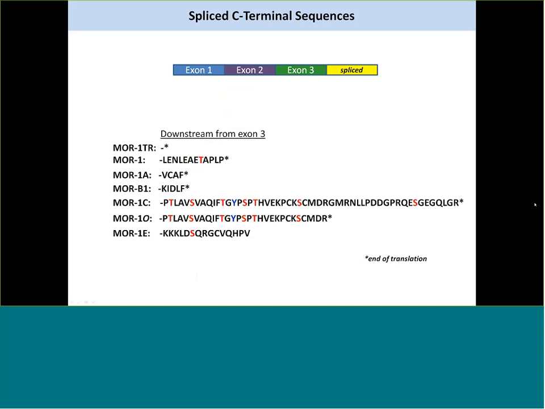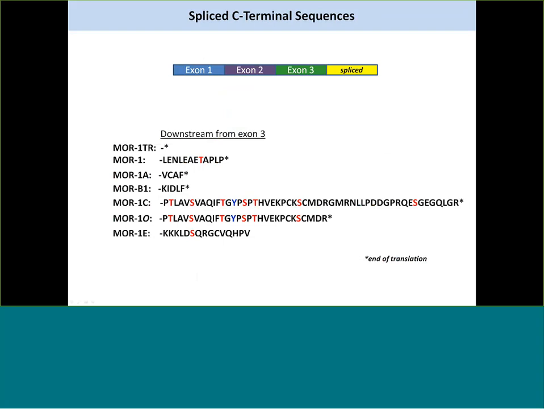How might we explore this further? To do this with the help of DiscoverX, we actually generated some clones where we took the various different splice variants that you see here and fused on their ProTag sequence to be able to look for beta-arrestin recruitment. If you take a look at the ones we chose, take a look at the variability in their amino acid sequence downstream from exon 3.